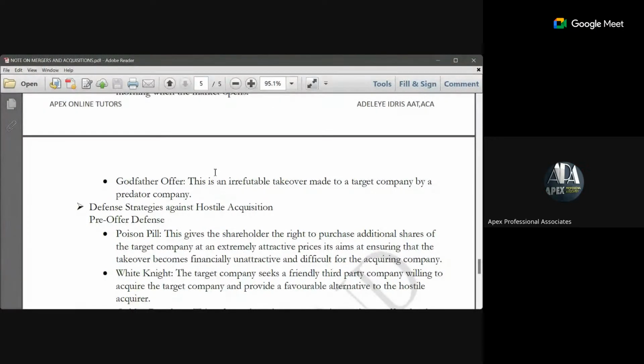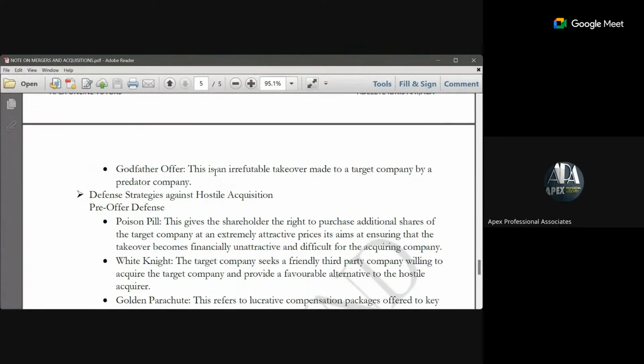All right. So we have the defense strategies against hostile acquisition. Of course, whatever it is you are trying to do, I as a person will sit back and say, okay, bring your whatever, I am waiting for you. I would also propose a hard or tough offer that will now lead to back and forth. So on that note, we'll now talk about the defense strategies against hostile acquisition.